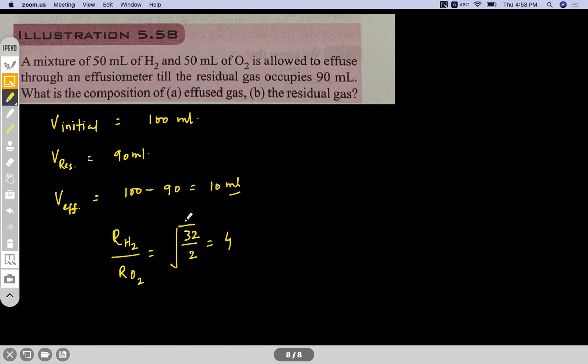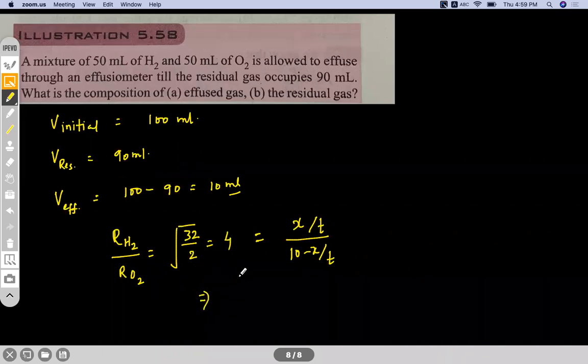This is the ratio of the rate. Suppose X ml of H2 diffuses, and it means 10 minus X ml of O2 will diffuse. So we can write the rate as X divided by the time required for this diffusion, and this time will be the same for oxygen also, that would be T, and this is equals to 4 we have. We can solve this for X, and X you get from this is 8. Understood? It means the volume of H2 diffused is 8 ml.